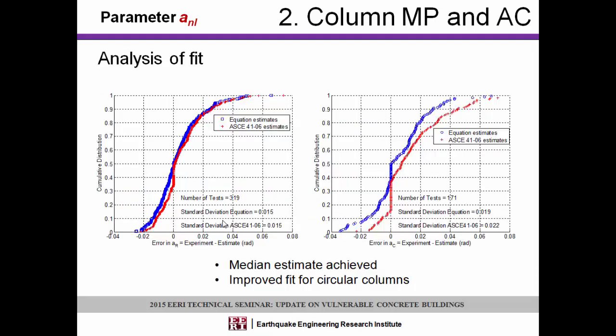Analysis of fit. For rectangular columns, not too much of a change, other than moving from a conservative probability of exceedance. It was set to about 35% for the modeling parameter. Now it's set at about 50%, so we're achieving a mean or median estimate. And for the circular columns, since they were treated very conservatively, down here you have a 25% or so exceedance rate. We went back up to 50% and we improved the fit. So these are the big changes for the modeling parameter A.